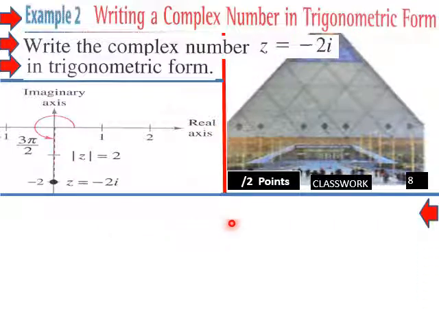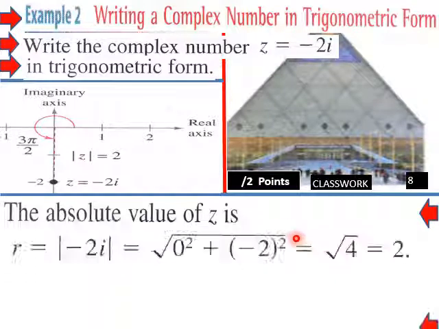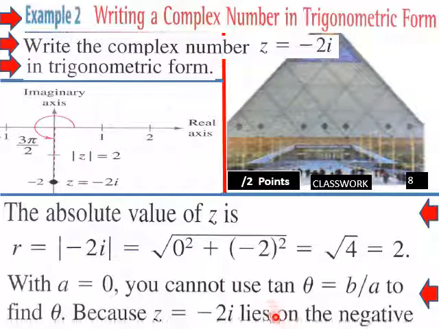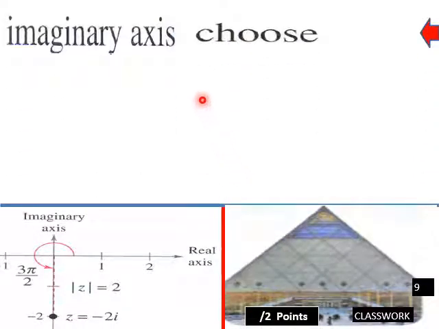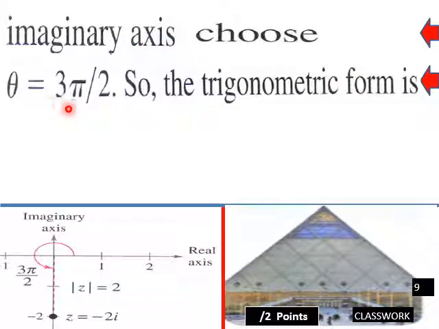The absolute value of z, r, equals the absolute value of negative 2i, which equals radical 0 squared plus negative 2 squared, which equals radical 4, which equals 2. So that would be your absolute value there. With a equals 0, you can't use tan theta, b over a, to find theta because z equals negative 2i lies on the negative imaginary axis. So choose theta equals 3 pi over 2. This would be 3 pi over 2 down here.